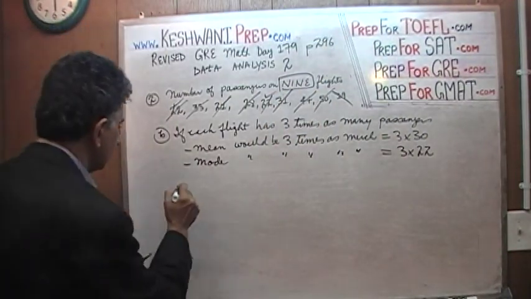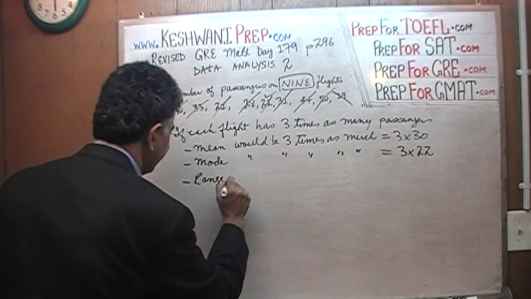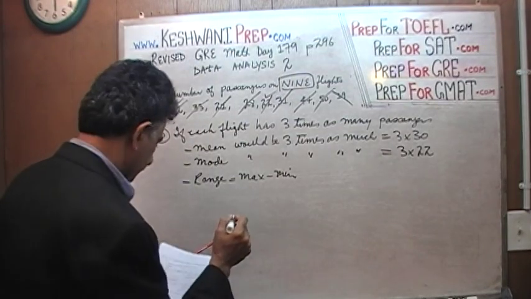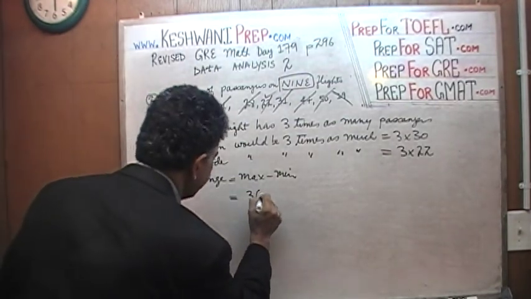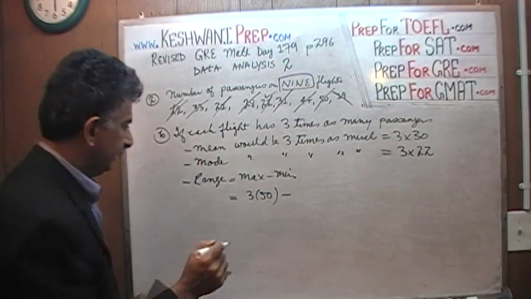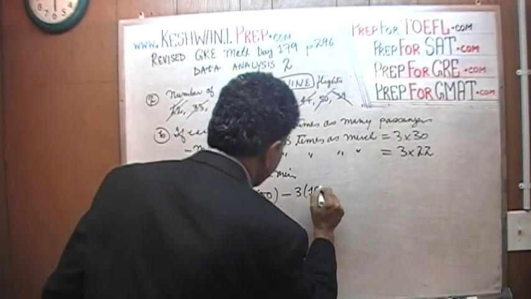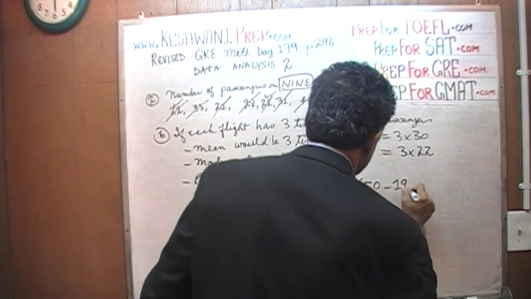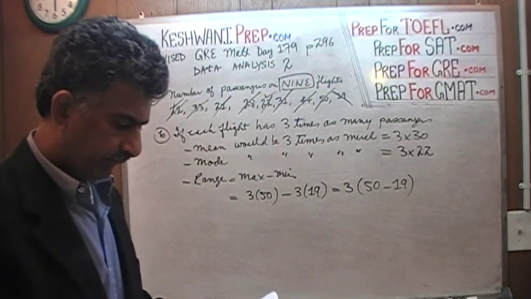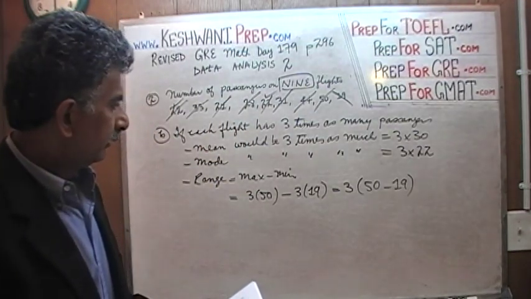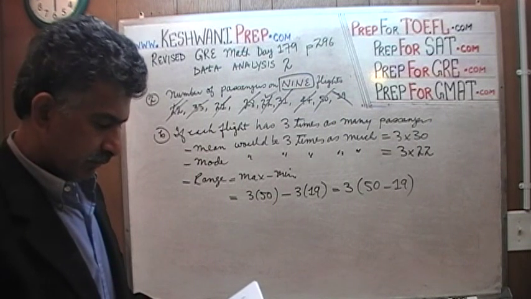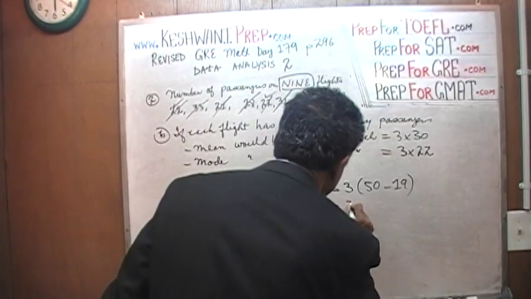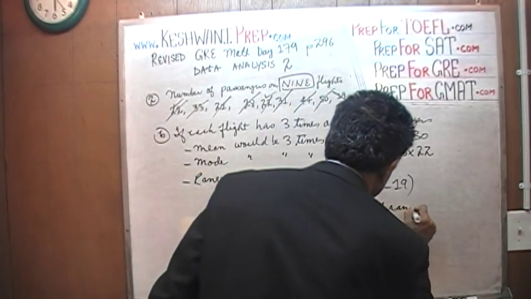What about the range? The range is the maximum minus the minimum. Let's see what happens. Before, the maximum was 50. Now it's going to be 3 times 50. Before, the minimum was 19. Now it's going to be 3 times 19. Which of course is the same as 3 times 50 minus 19, which means the new range is 3 times the old range. That's all.